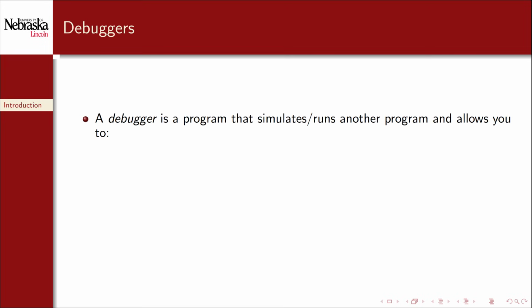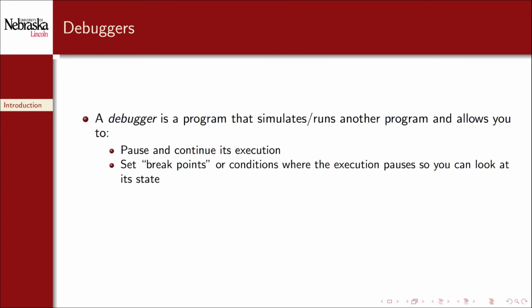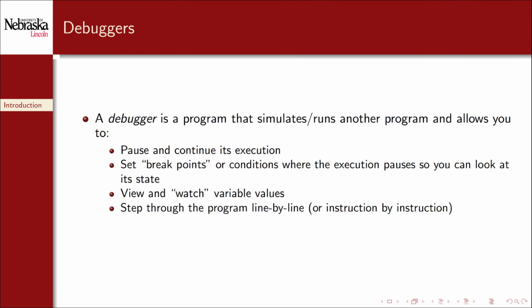A debugger is a program that simulates or runs another program that allows you to pause and resume the execution of a program, set breakpoints or conditions where the execution pauses automatically so that you can look at the program's state, view variable values and watch variables for changes to their values, and step through a program line by line or even instruction by instruction if you wanted to look at its assembly code. The debugger that we'll use and demonstrate is the GNU debugger, or simply just GDB.